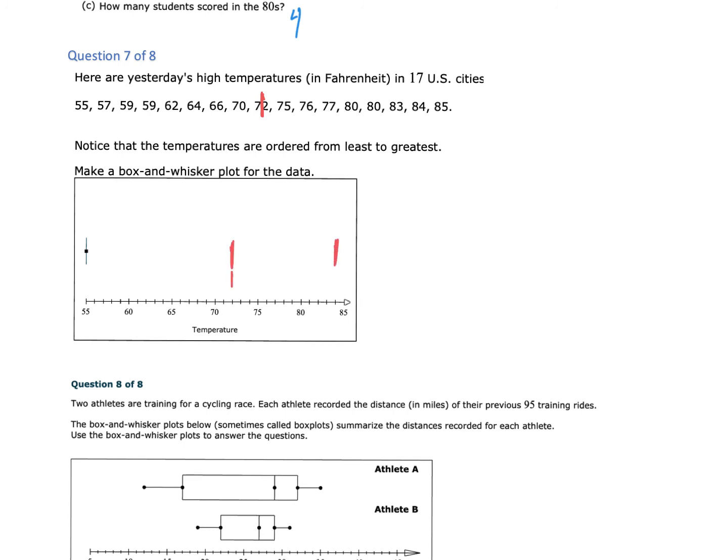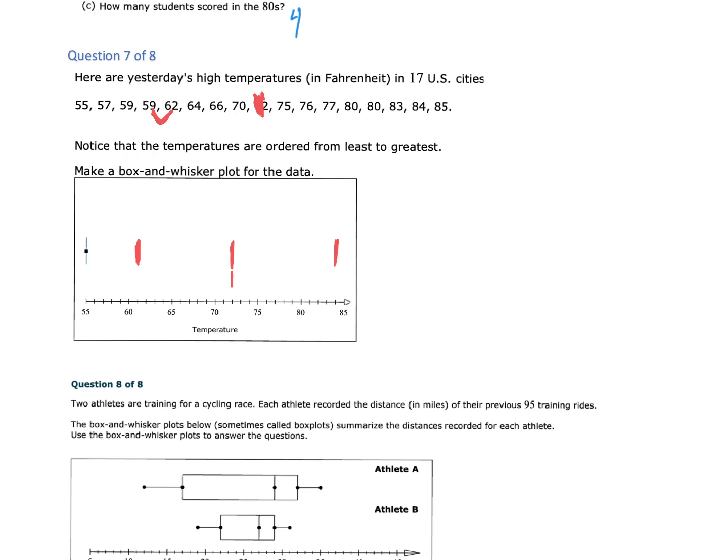Okay, now we need to find our first quartile. So since there was 1 number in the middle, we cross it out. Of the 8 numbers below, now we have 2 middle numbers between 59 and 62. So we could add them up and divide by 2. That will give you 60.5. So 60.5 is my first quartile, my lower quartile.